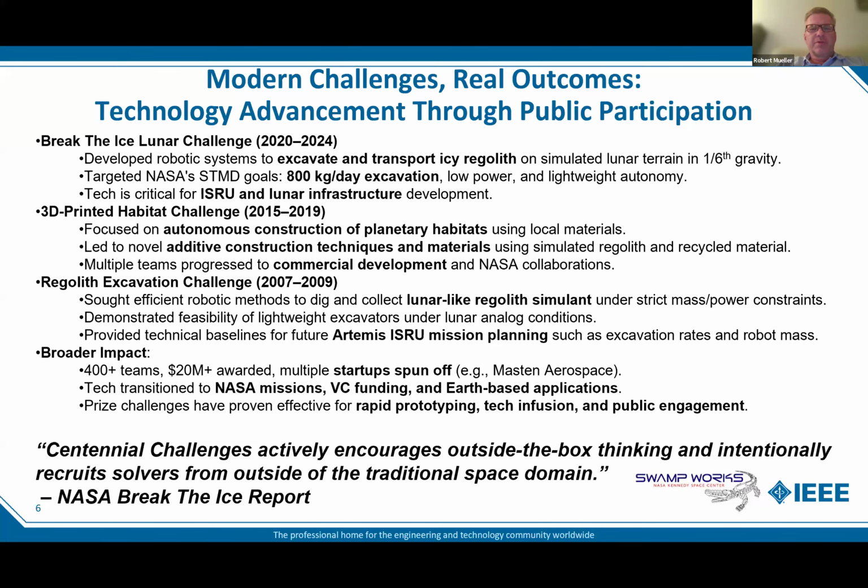Then in 2015 to 2019, I was heavily involved with the 3D printed habitat challenge, and that was focused on autonomous construction of planetary habitats. So big robots with new materials, extruding these materials in additive layers, going one layer at a time, stacking these layers and creating a habitat. So there was architecture involved, engineering involved, material science, civil engineering, robotics, controls. So it's a very multidisciplinary endeavor, and we had some good success here.